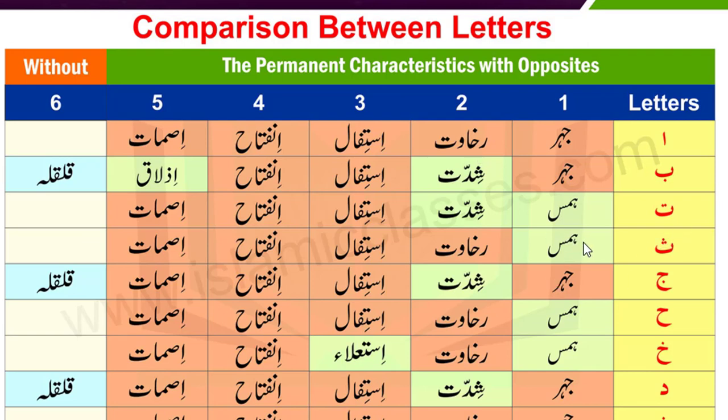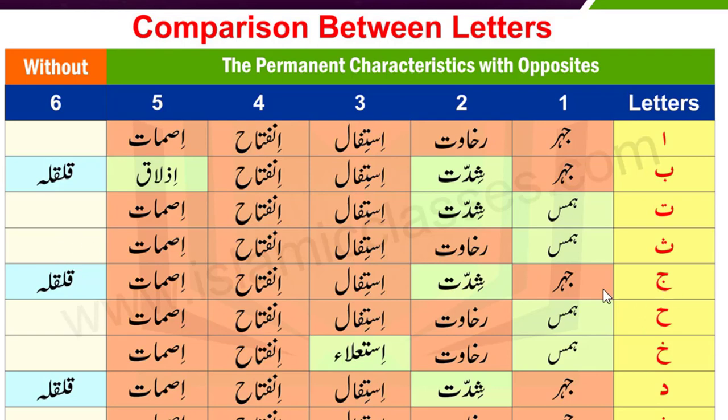Tha has hams quality, again the flowing of air, the airflow in the mouth, and we say tha with the soft sound. Rakhawa is continuation of the sound, that's why we are continuing the breath, and similarly we are continuing the sound. Look, the sound is basically also continuing. Also it has istifal, infitah, ismat. So main qualities are these first four qualities, and the last without opposite as well.